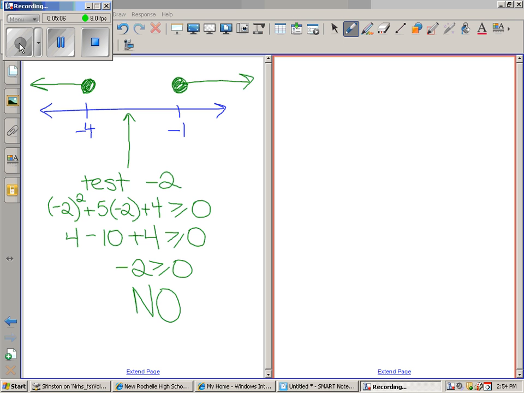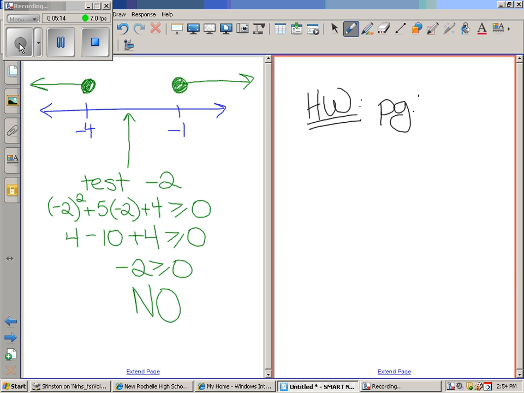Okay. Our homework for tonight, going over these two ideas, is page 35, numbers 8 and 12. Both in the textbook. I'm going to come around and check your homework tomorrow. And if you have any problems, let me know.